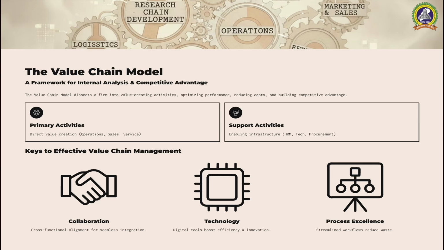The goal of analyzing the chain is to identify strengths and weaknesses in each activity, finding ways to optimize them, reduce cost, or enhance differentiation. So, successfully managing this chain requires a focus on collaboration, technology, process, leadership, HR, and culture. Ultimately, a well managed value chain is the source of a firm's competitive advantage.